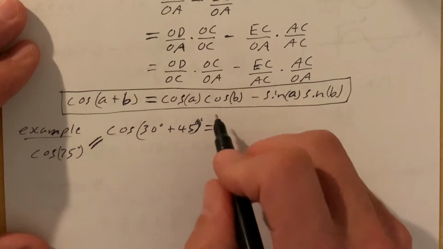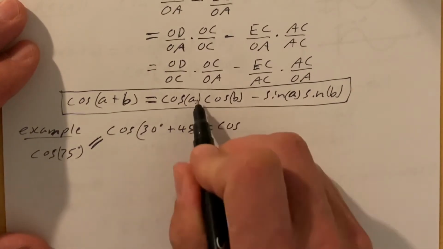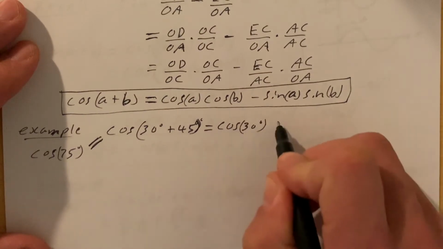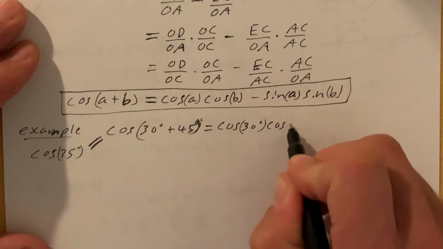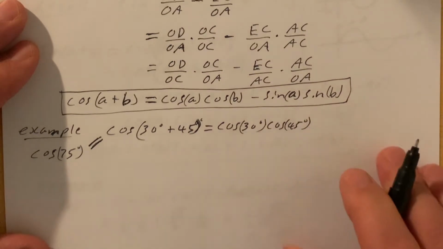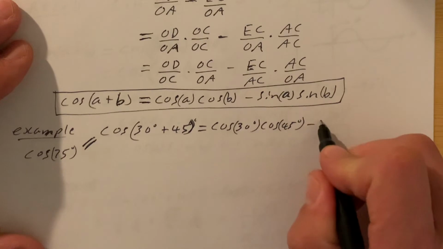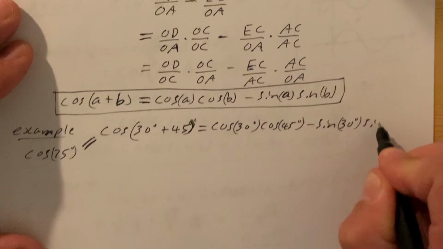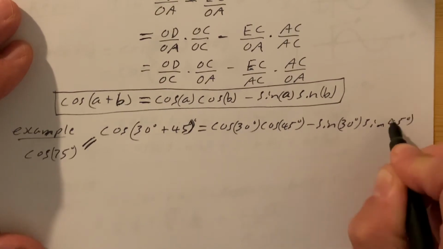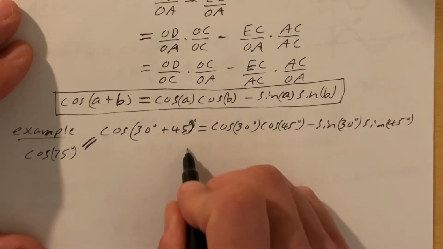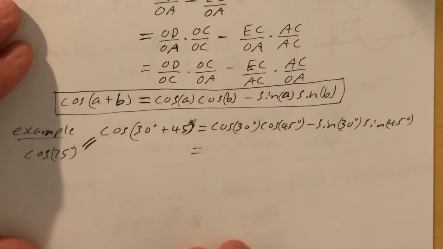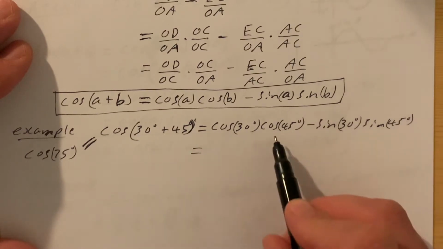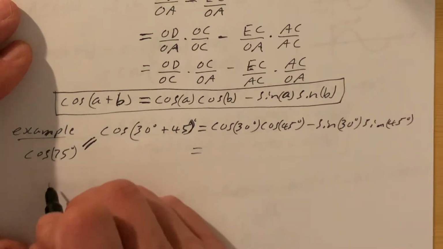So using this formula, angle A is 30 and B is 45. So cos 30 degrees, cos 45 degrees, okay, minus sine 30 degrees, sine 45 degrees, okay? And from our special triangle, we know what cos of 45 degrees and sine of 45 degrees is. That's from our 1, 1, root 2 triangle, okay?